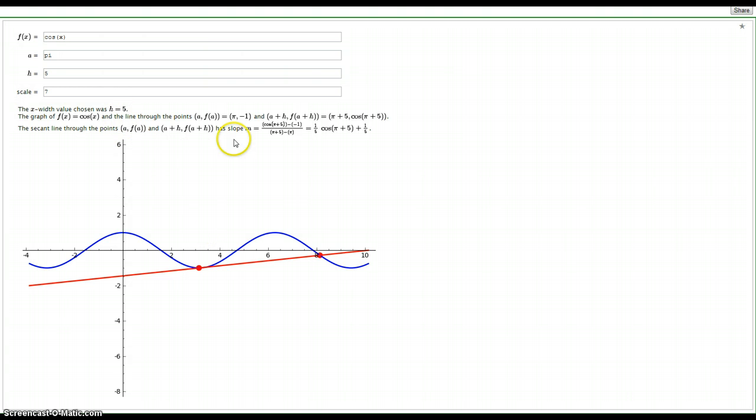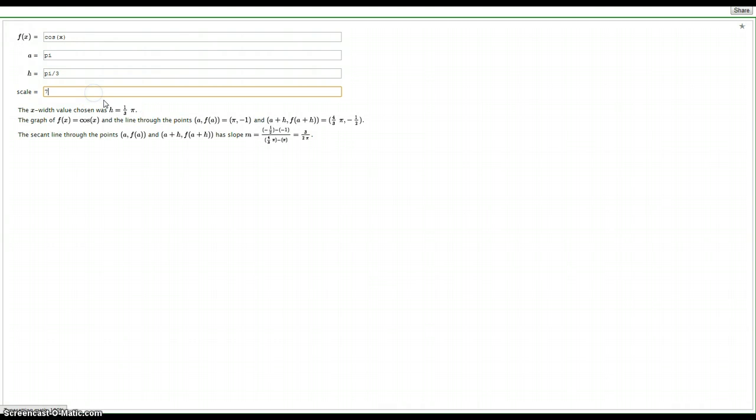So 5 is just not quite a good number to use. We really ought to use, just so that the numbers work out and all these calculations look nice, we should try to use h values that will give us nice angles for the input of cosine values that we'll know very well. So let's go ahead and try something like h is pi over 3. That should be totally reasonable.